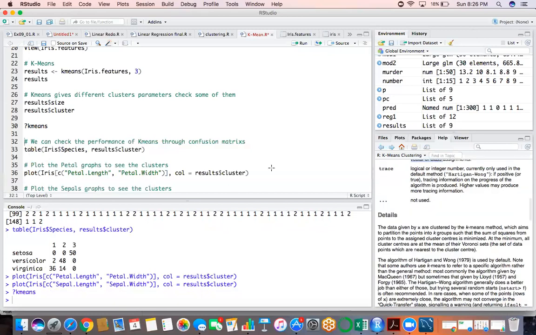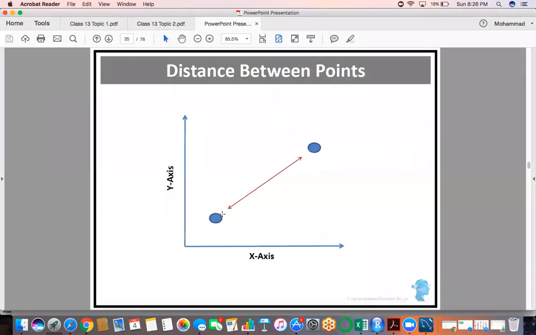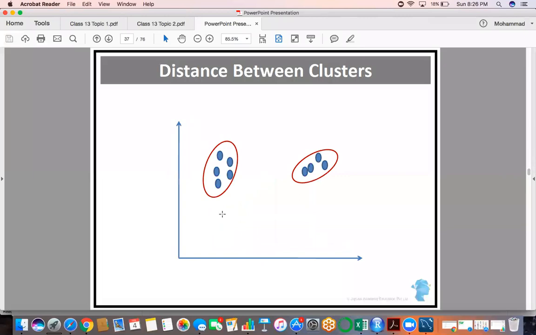So what is distance? Let's say you have two data points, so the distance between them will be a simple distance formula: x1 minus x2 whole squared plus y1 minus y2 whole squared, all under the square root. So this is the distance. Now, what will be the distance between two clusters? It will be the same distance which we calculated, but between the centroids of the two different clusters. Based on that we calculate the distance.